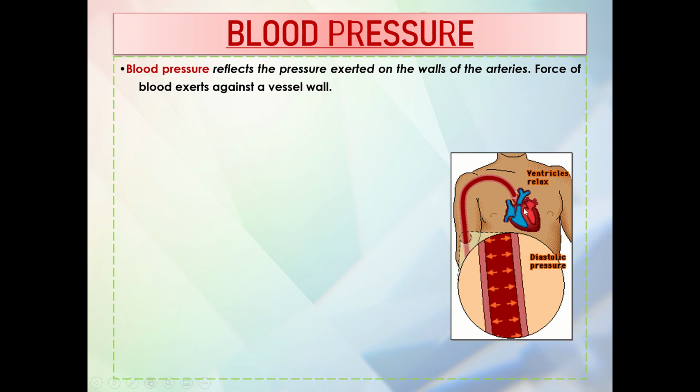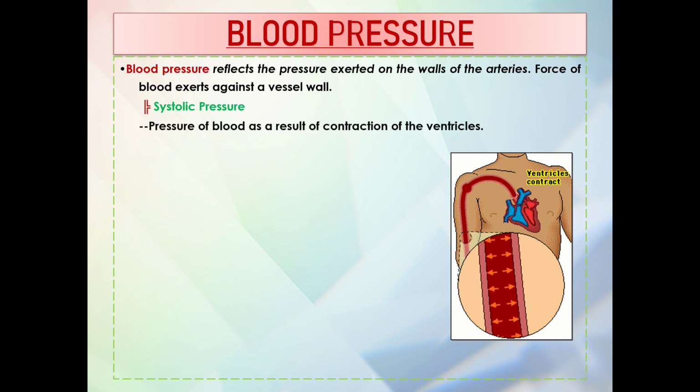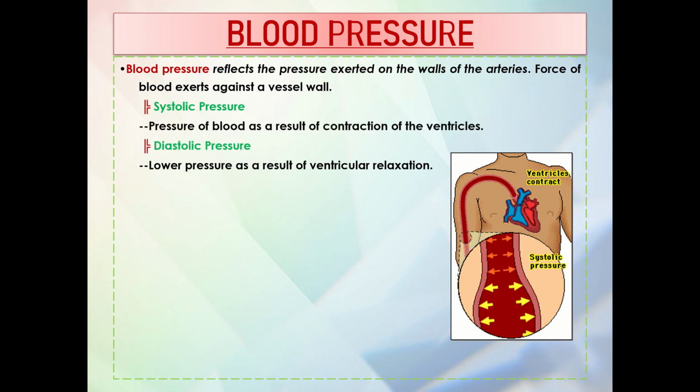So just like this one. Okay, so there, the heart is contracting and then that is the force exerted on the vessel wall. So we have terms, systolic pressure. This is the pressure of blood as a result of contraction of the ventricles. So again, systolic pressure, just like in this GIF, that systolic pressure is the contraction of the ventricles of the heart.